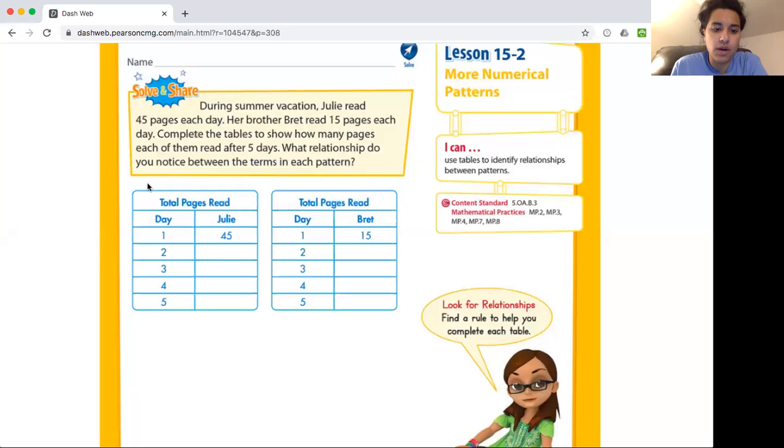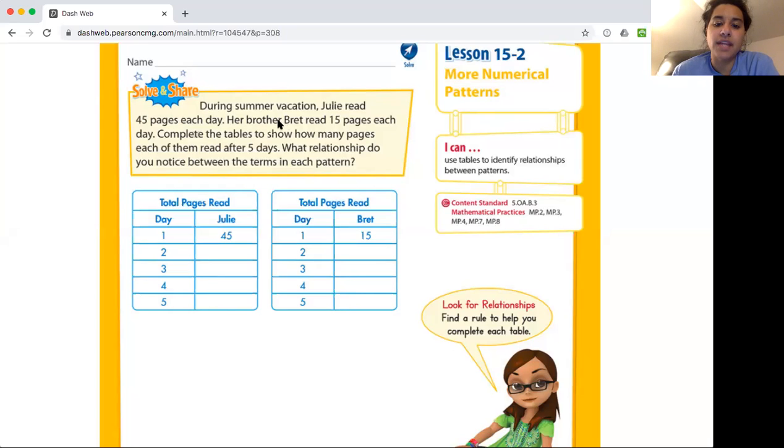All right, everybody, we are going to start 15-2, which is just more numerical patterns. So we're kind of doing the same thing, working with a table, using the rule and figuring out what the relationships are between the two things that you will be comparing. So here's the solve and share.